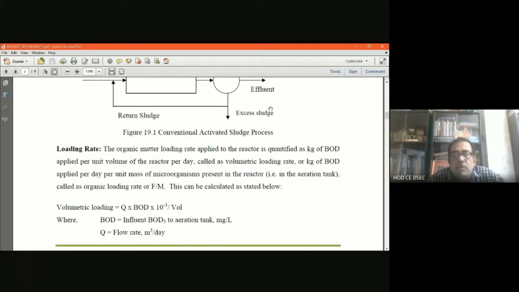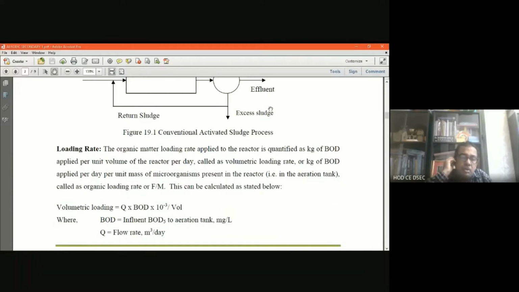So what we have come to know, there are two types of loading rate. One is the volumetric loading rate, that is the kg of BOD per volume of the tank or volume of the reactor, I would say. And another loading rate is the organic loading rate, that is nothing but the organic matter vis-a-vis, we can call it food, because this organic matter is food to the organism. So food divided by the microorganism, this is called the organic loading rate. So there are two types of loading rate.